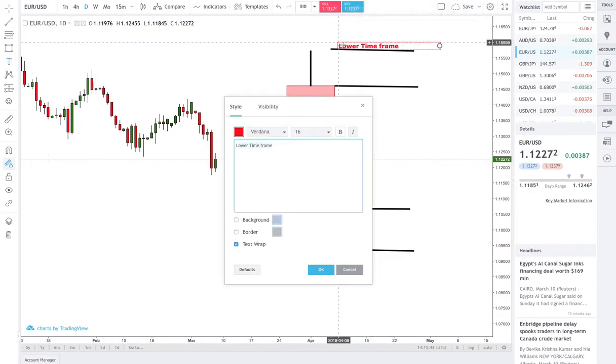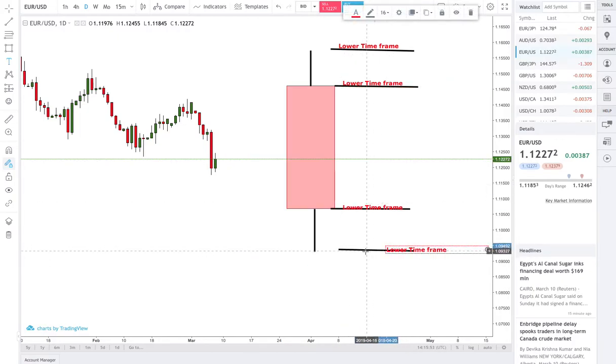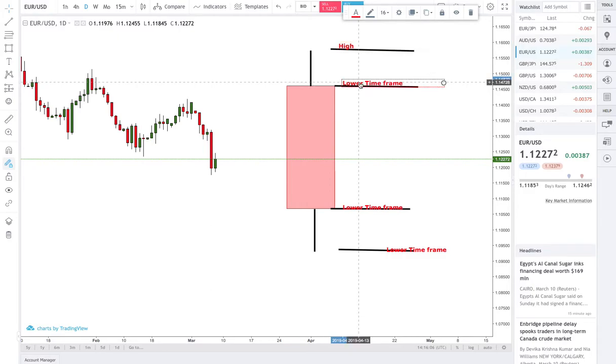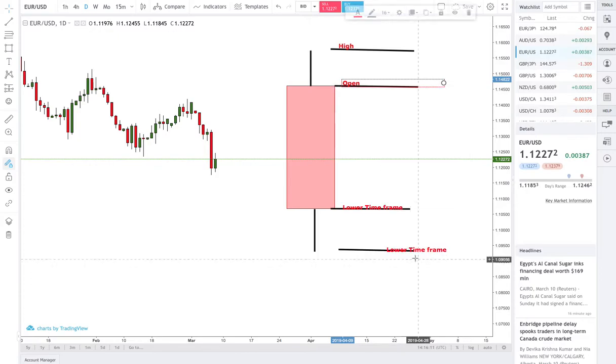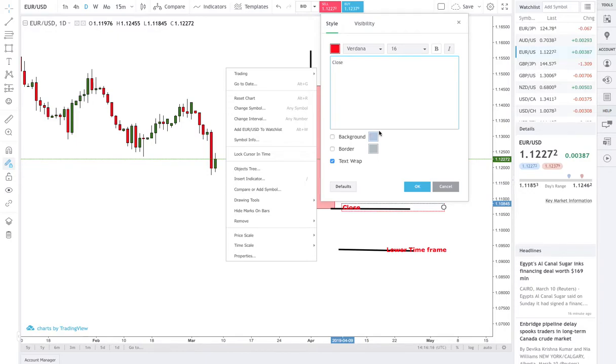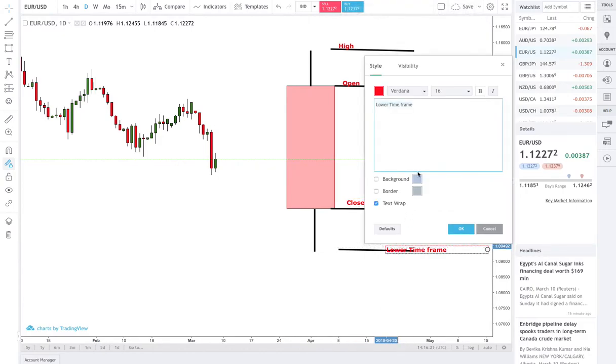Now I mark these so you can see how this works. Alright, so this would be your high. This would be your open. This would be the close. And this would be the low.